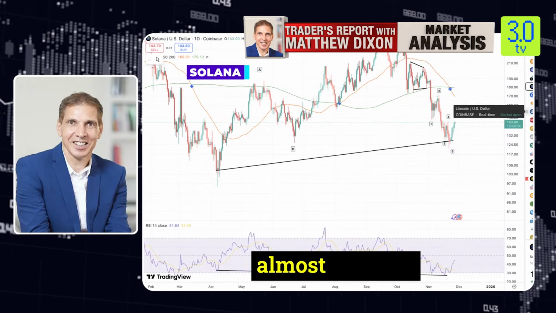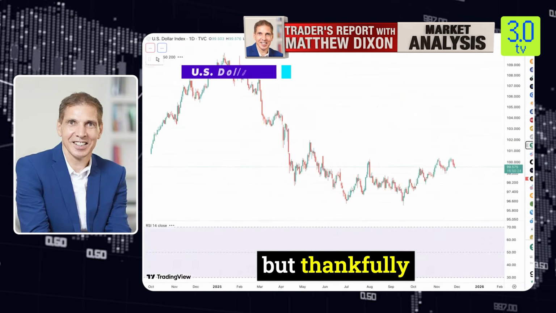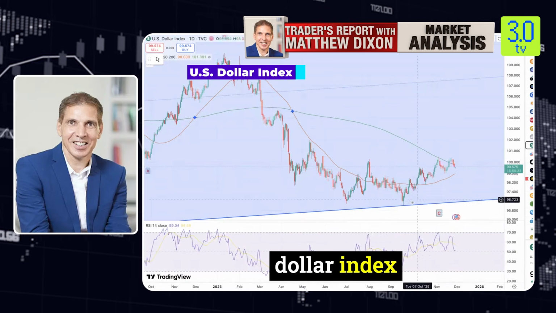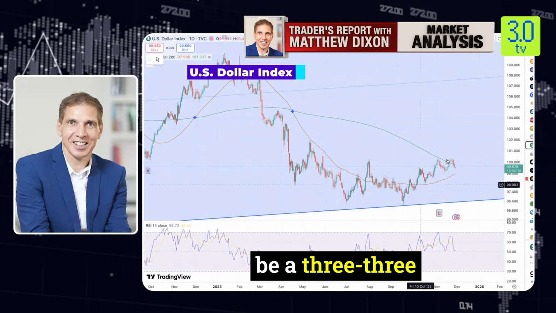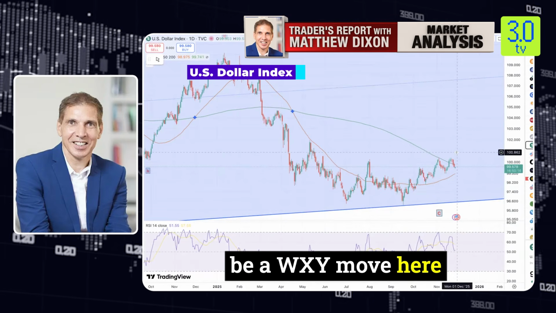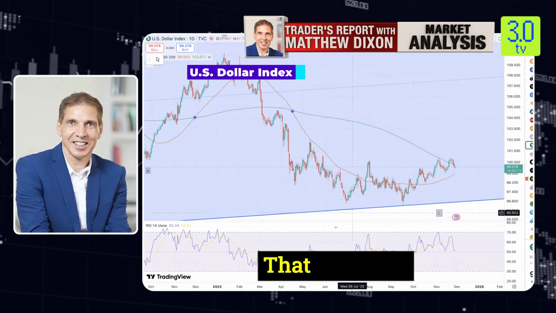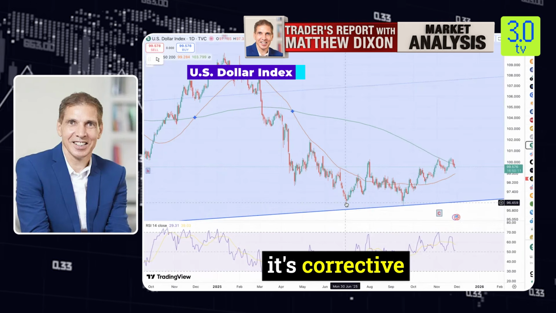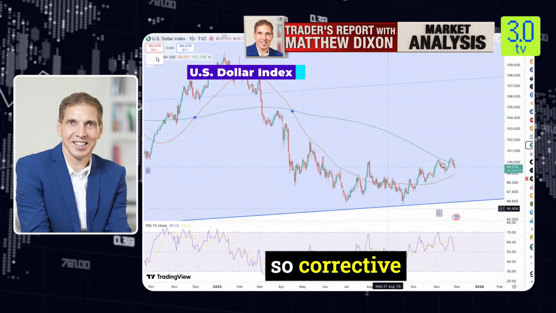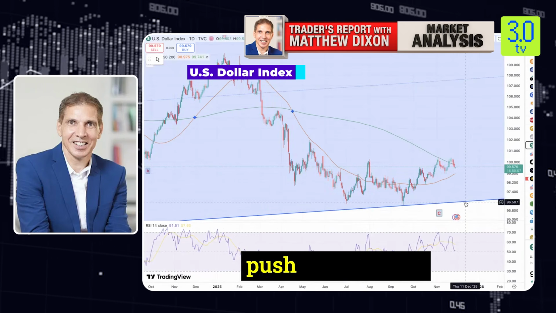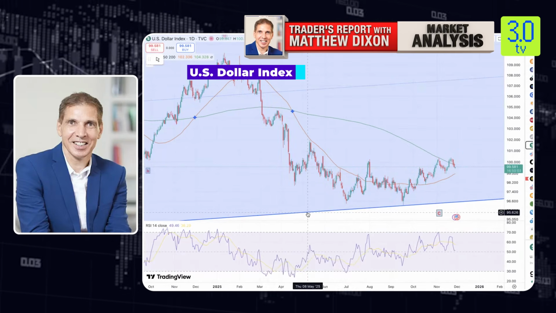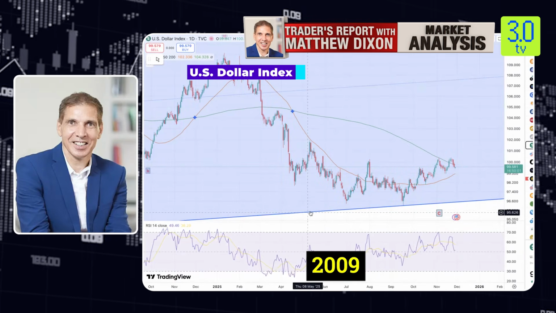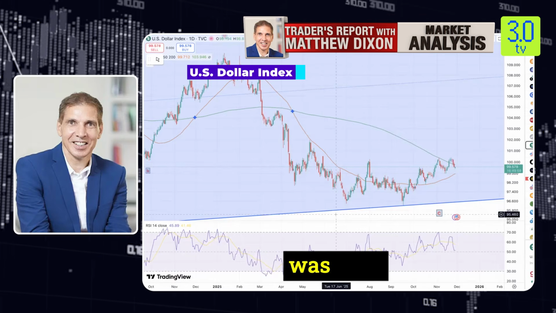I think my time's almost done for today, but thankfully we are seeing the dollar index moving down. So this may possibly be a 3-3. It could even be a WXY move here for DXY. That would be positive because it's corrective. So corrective higher. So we could actually push down below this long-held support, which actually held from the financial crash of 2008, 2009, around that time when Bitcoin was born.